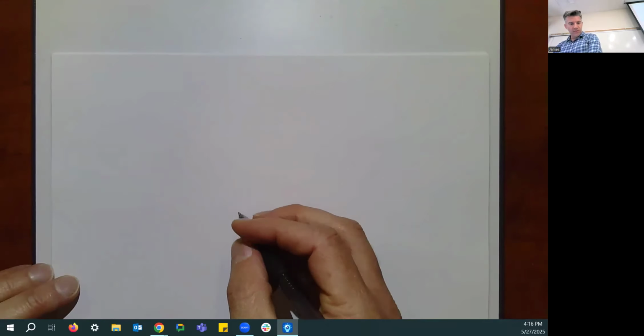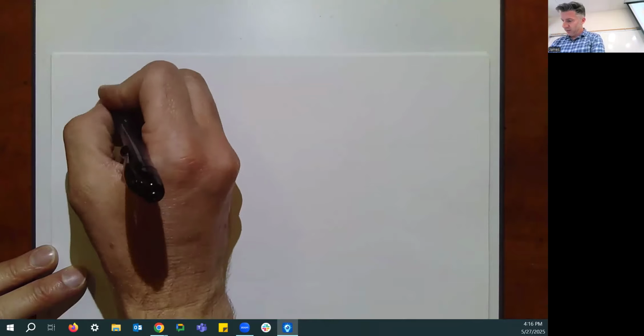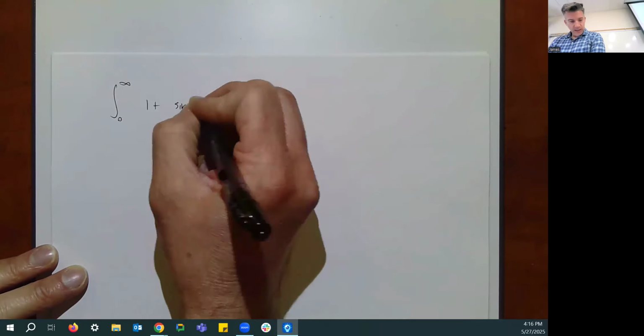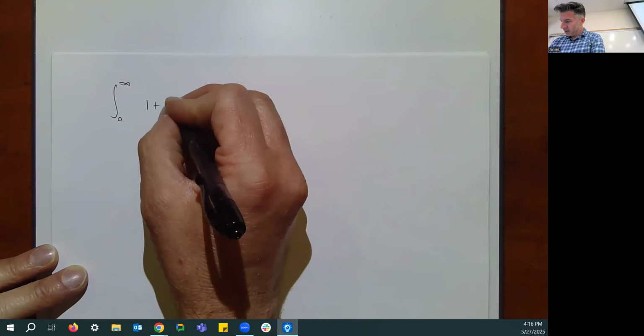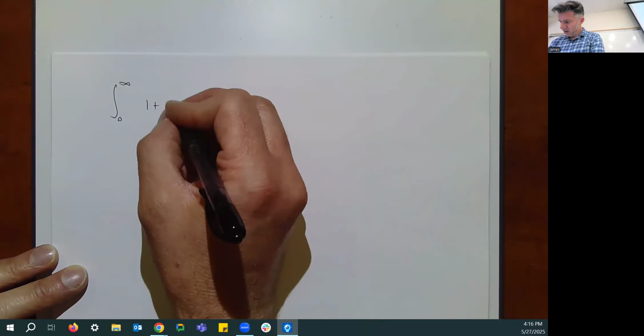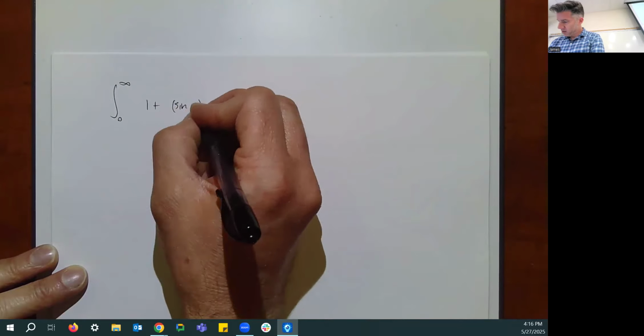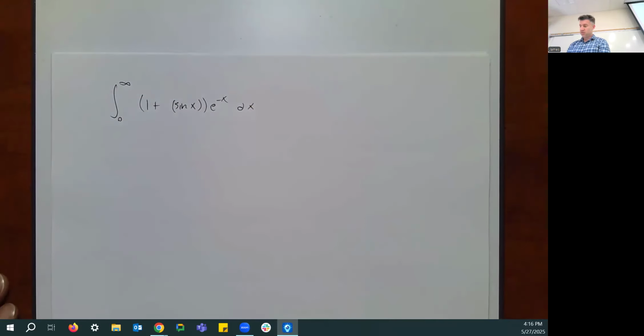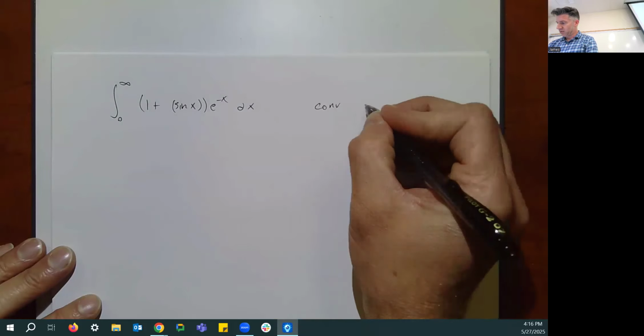All right, let's look at the second part of this here, which is: determine whether this improper integral converges or diverges. The integral from 0 to infinity of (1 plus sine of x) times e to the negative x dx converges or diverges.